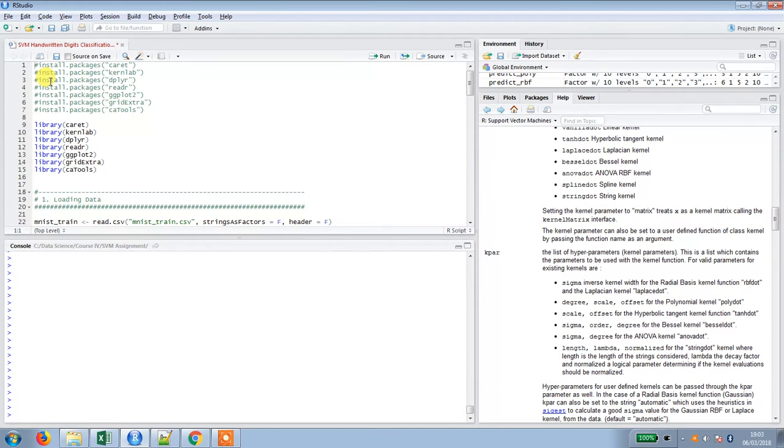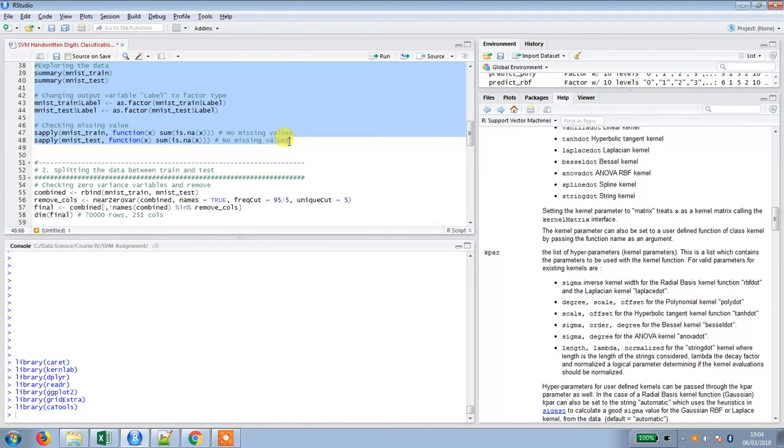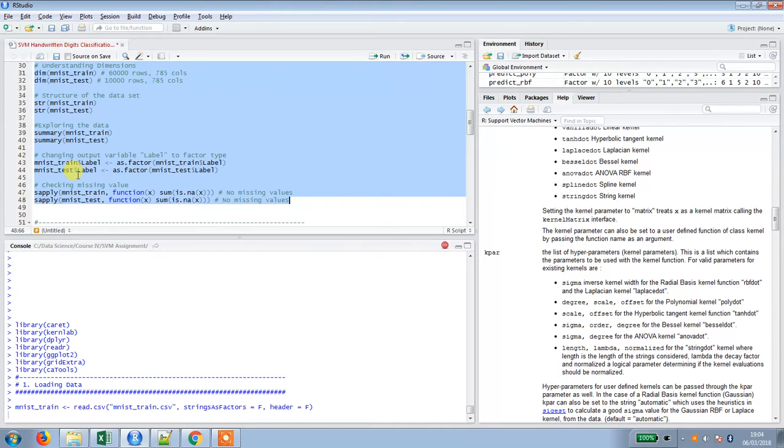Hi, in this session we will develop a model using support vector machine that correctly identifies the handwritten digits based on the pixel values as features. So we load the required libraries and the dataset and do the basic checks for the missing values.